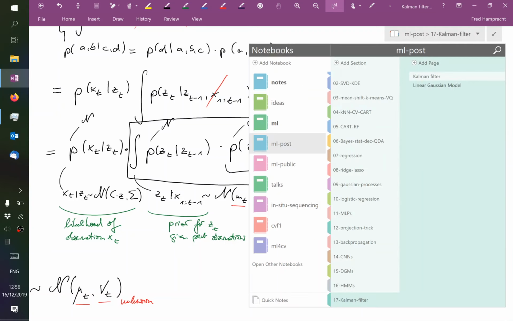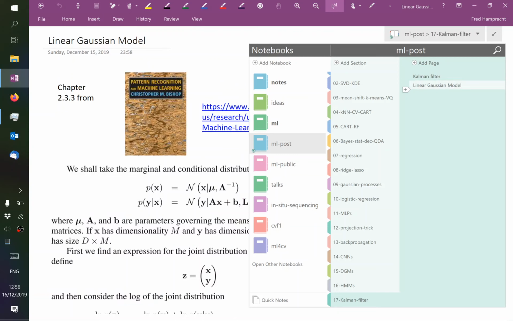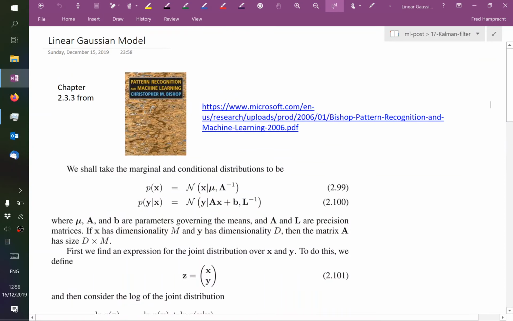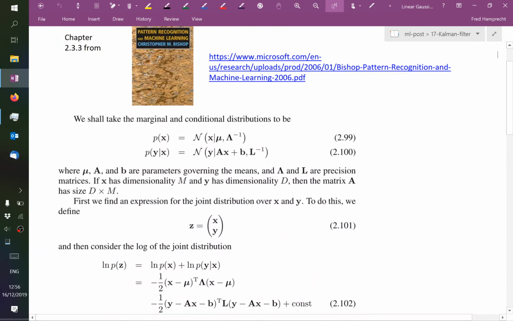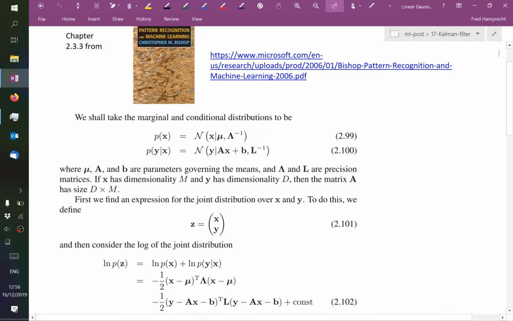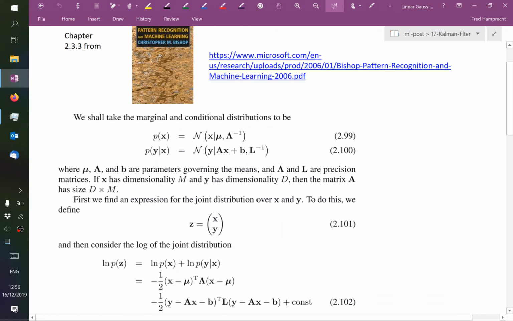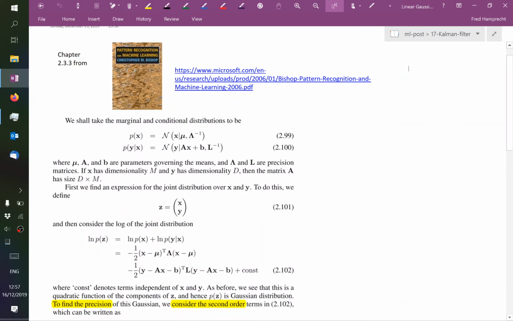I now switch to the, you have this in the public document. This is chapter 2.3.3 from Bishop. And by the way, the letters that I used today for the Kalman filter were also the choice of Bishop. If you haven't looked at the book yet, it's a really good one. On the homepage of Bishop, you also find a PDF of the complete book. And we're looking here at chapter 2.3.3.